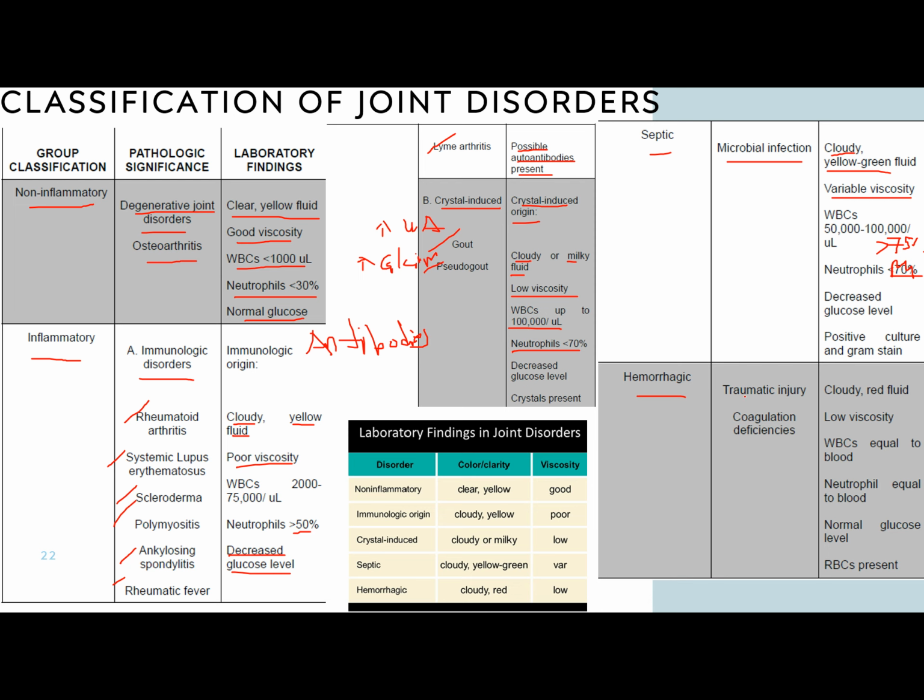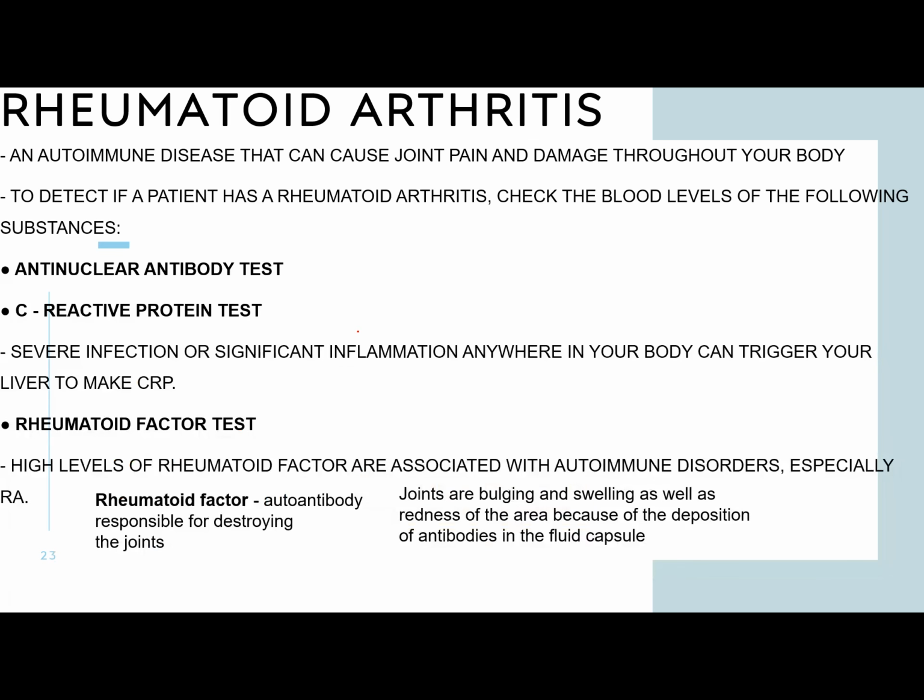Then for hemorrhagic, this would be traumatic injury, coagulation deficiencies. Synovial fluid would be cloudy, red fluid, low viscosity. WBC is equal to blood, neutrophil equal to blood, then normal glucose level, then RBC is present. Then take note of the lab findings, class. So this is the summary. Please memorize all of it, class. This will definitely come out in your quiz and exam.